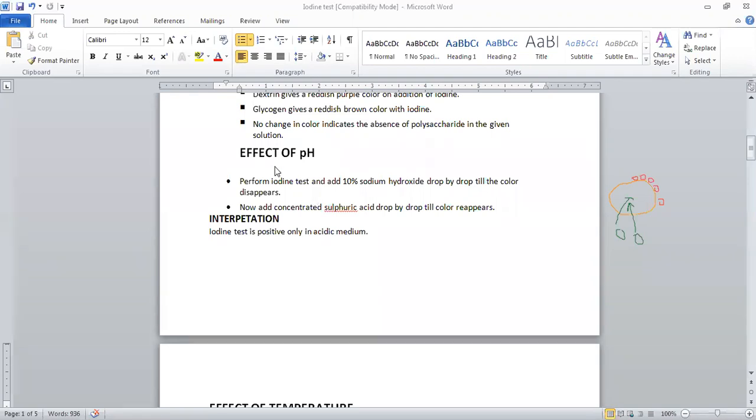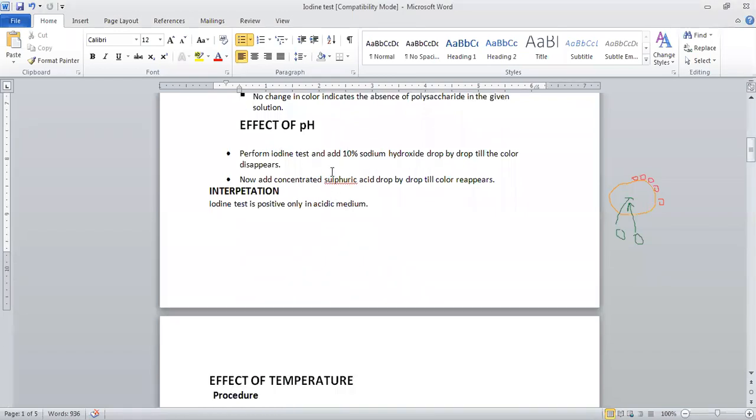But now we need to evaluate the effect of pH. In this colored solution, to evaluate the effect of pH, you will add 10% sodium hydroxide drop by drop. When you add the sodium hydroxide to this test tube drop by drop, the pH of the solution will increase and it will be converted into an alkaline medium. The reaction mixture will be alkaline.